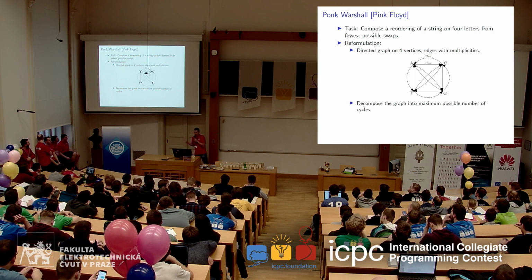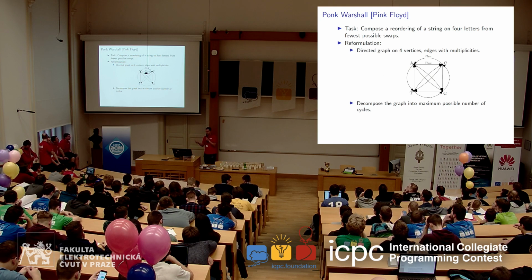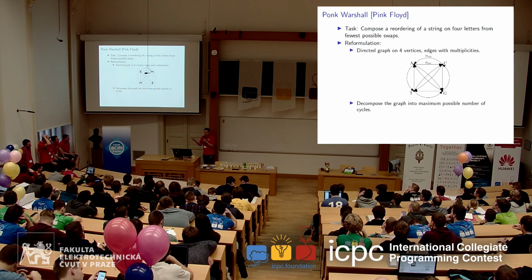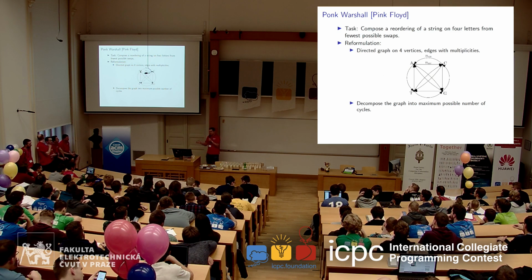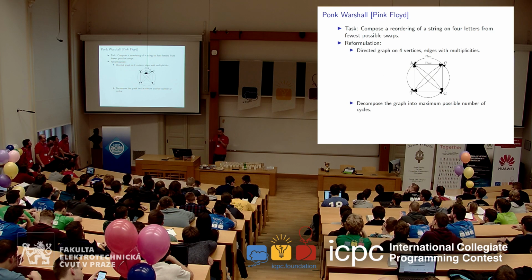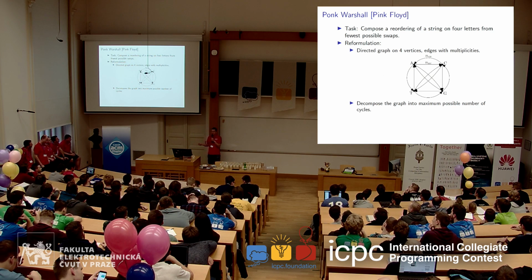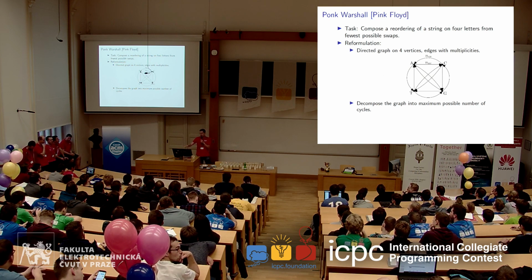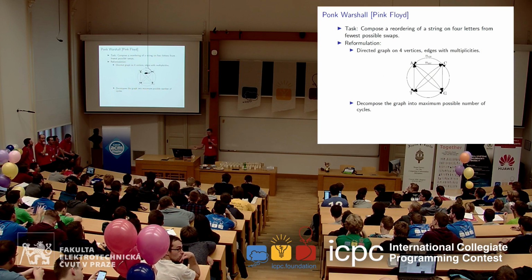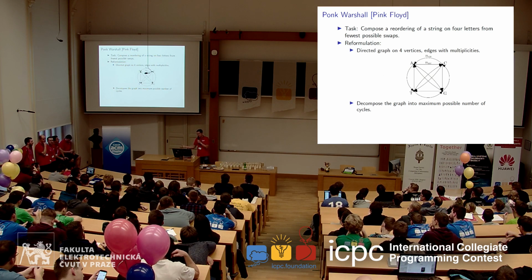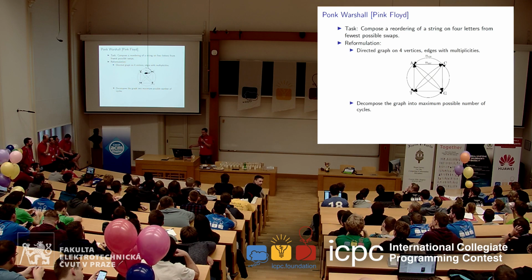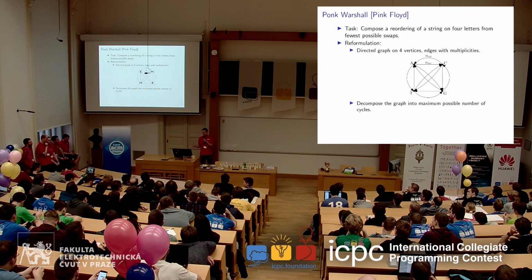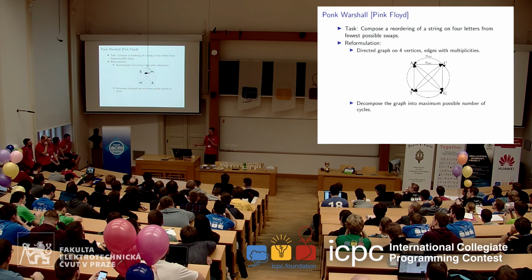Now another important observation is that a swap is a 2-cycle, and a 3-cycle or triangle can be composed of 2 swaps, and a 4-cycle is 3 swaps. So now when we decompose this graph into 2, 3, and 4 cycles, we get a list of swaps, and every cycle saves us 1 swap.